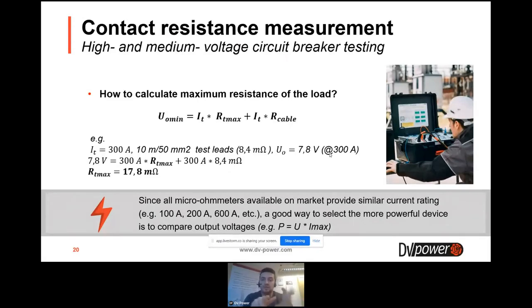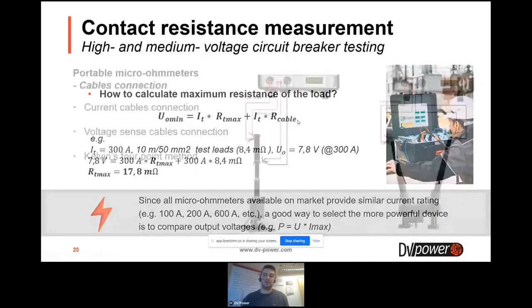Of course, with the same formula, with the same calculation, if you know the resistance of the test object, you can calculate, for example, the resistance of the cables. So you can see whether you can maybe use a lower cross section.